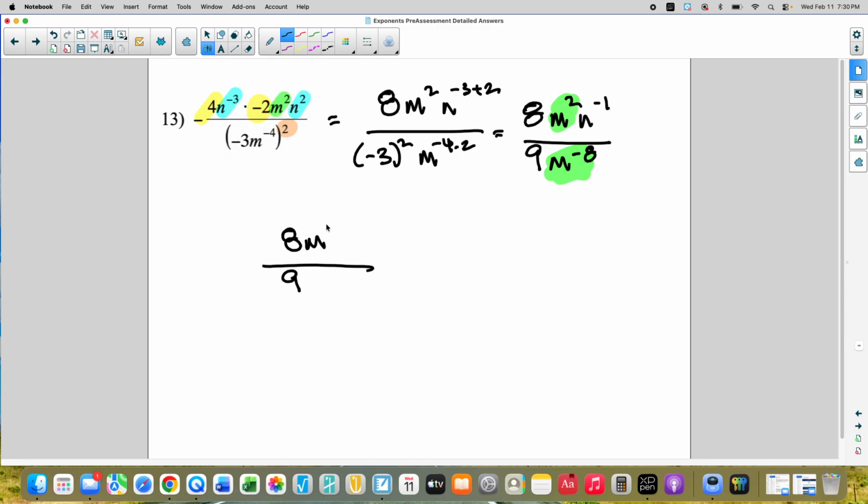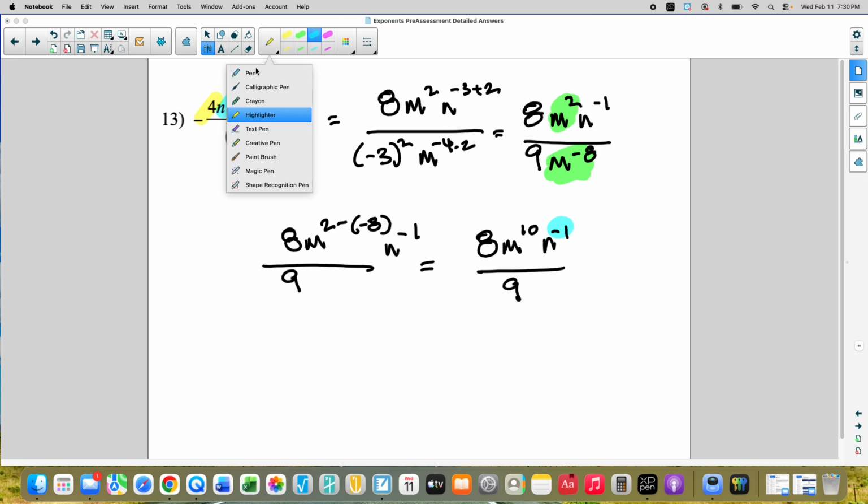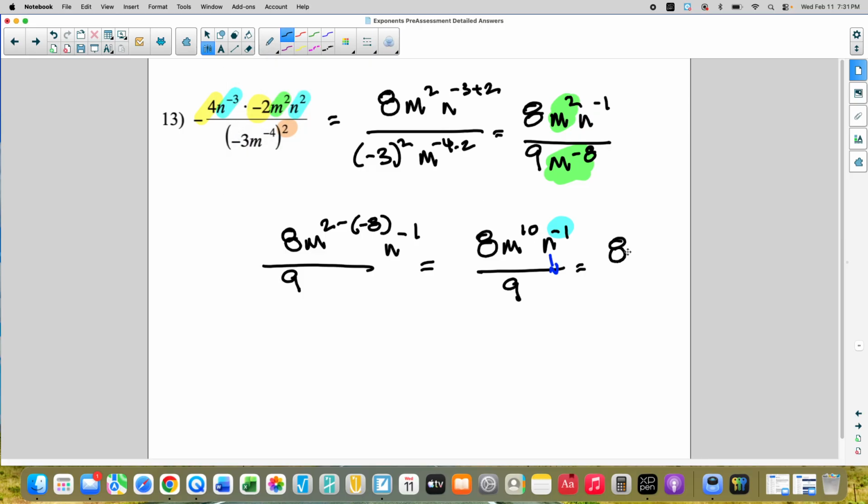This process takes place in the numerator. 2 minus, that's the division, and then this is the exponent. And then we have n to the negative 1. So this is 8 m to the 10th n to the negative 1 over 9. 2 minus negative 8 is positive 10. And now we got to deal with this negative exponent, so we're going to change its location. That's going to go down. So my final answer is 8 m to the 10th over 9n. We wouldn't write n to the first.